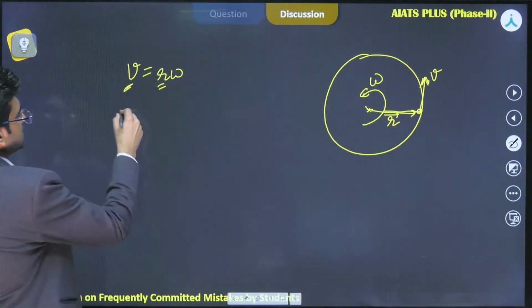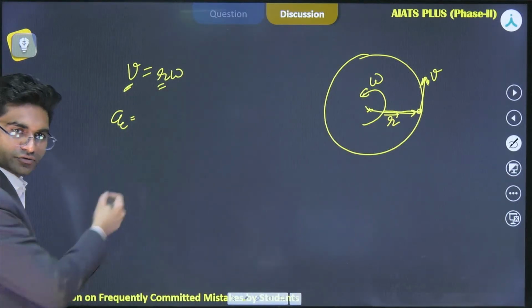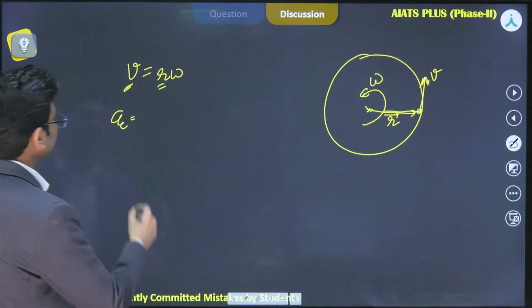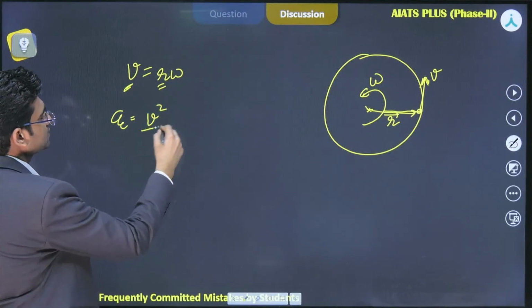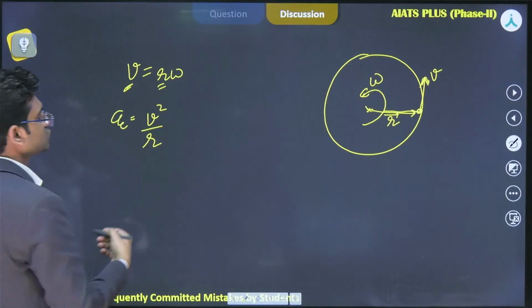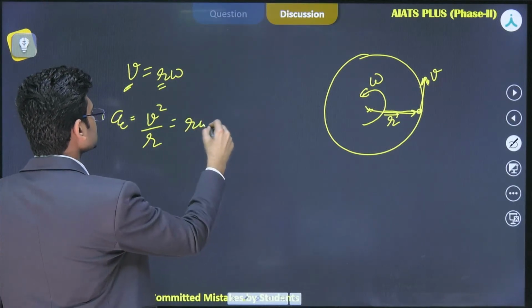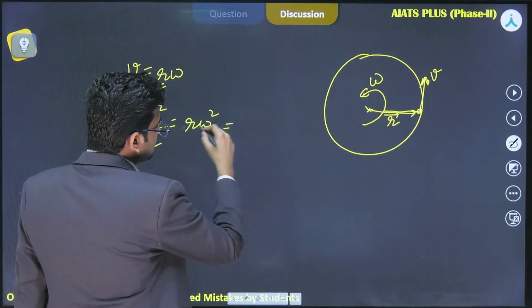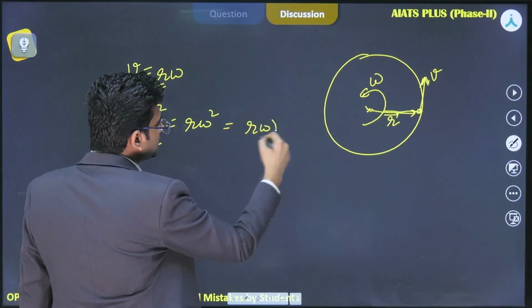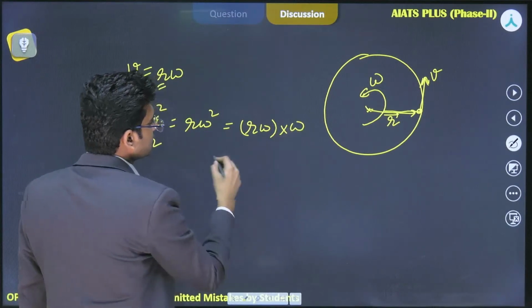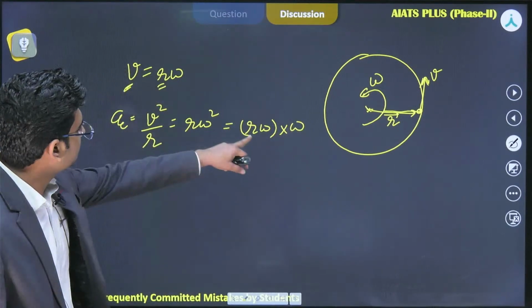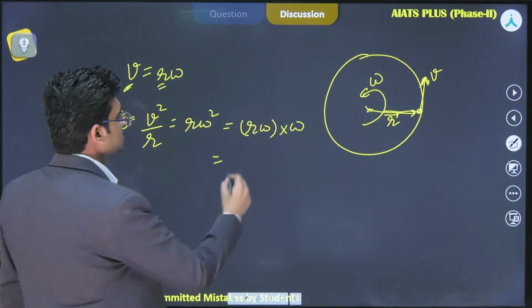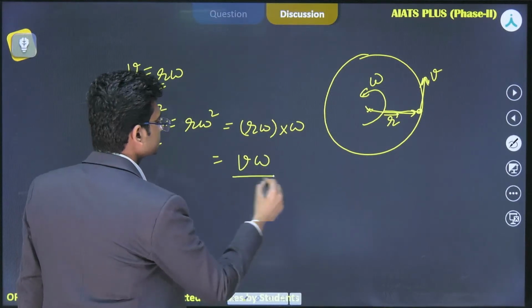Now centripetal acceleration, which we are going to use in our question also. So AC is equal to v square by r. We know the formula already. This can also be written as r omega square. Also, I can write this r omega square as r omega into omega, right? Now, what is r omega? We can write r omega as v. So this will become v into omega.